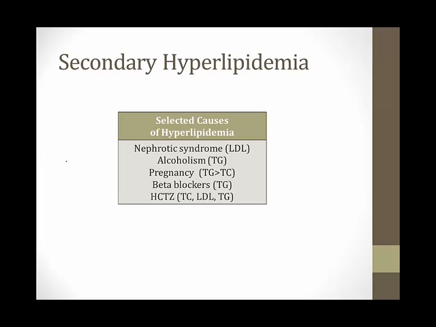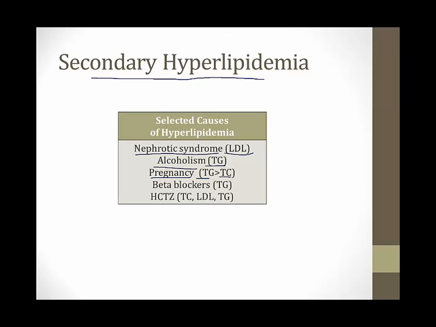But you should remember that there are some causes of secondary hyperlipidemia. There are lots of these, but I've listed some of them that are worth knowing, especially for step 1, on this slide. Patients who have the nephrotic syndrome develop hyperlipidemia. It's one of the components of the nephrotic syndrome. They typically have elevated LDL levels. Patients who are alcoholics often have high triglyceride levels. It's normal for lipid levels to increase during pregnancy. Usually the triglycerides increase much more than the total cholesterol, but both will go up.